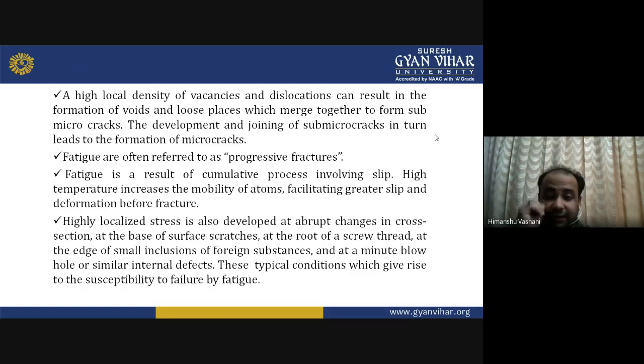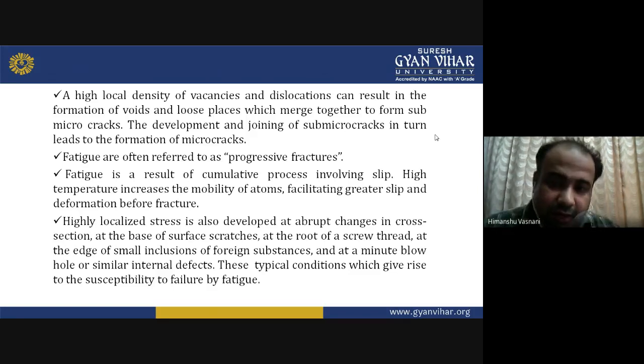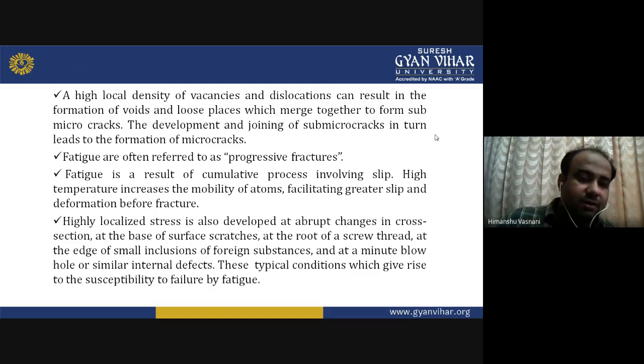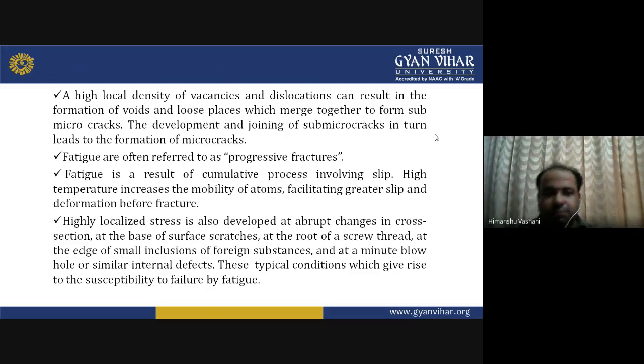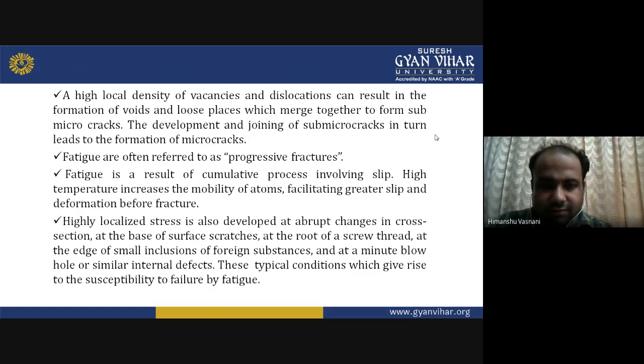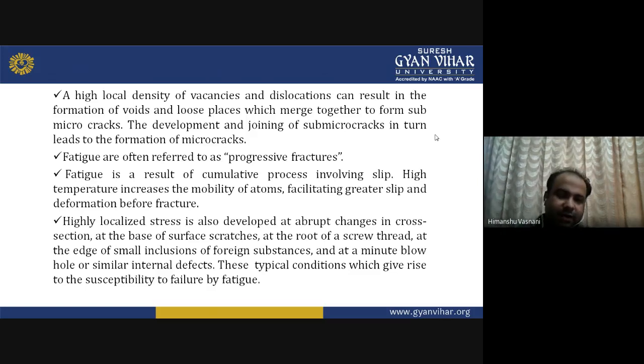I repeat, you should understand this. Fatigue is often referred to as progressive fracture, and fatigue is the result of an accumulative process involving slip. High temperature increases the mobility of atoms, facilitating greater slip and deformation before fracture.